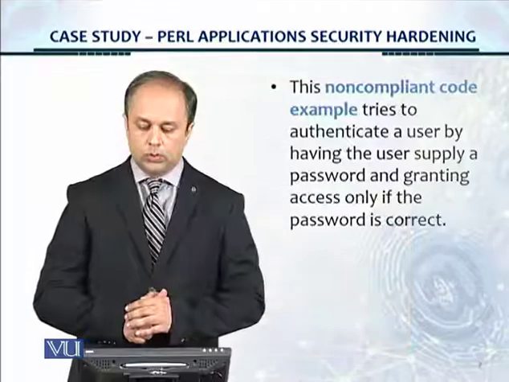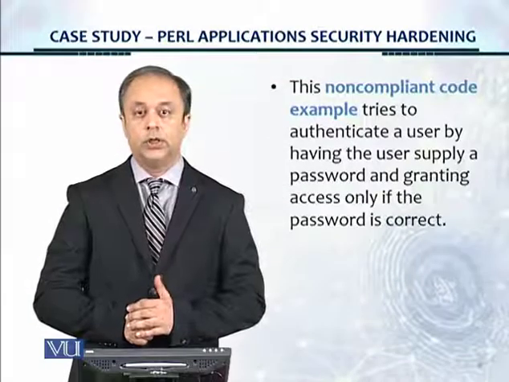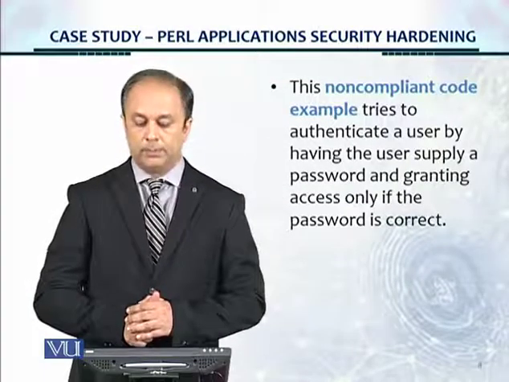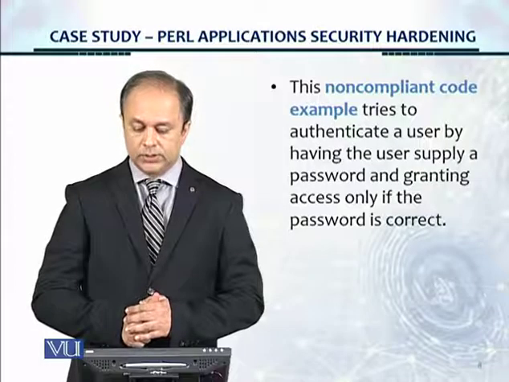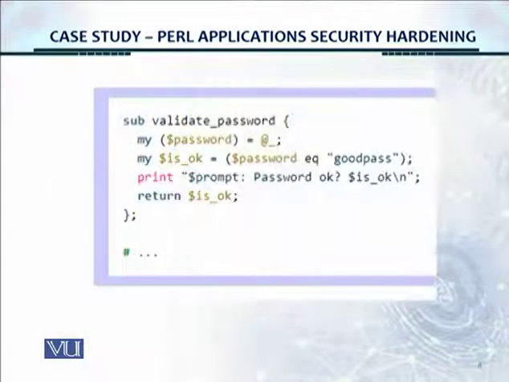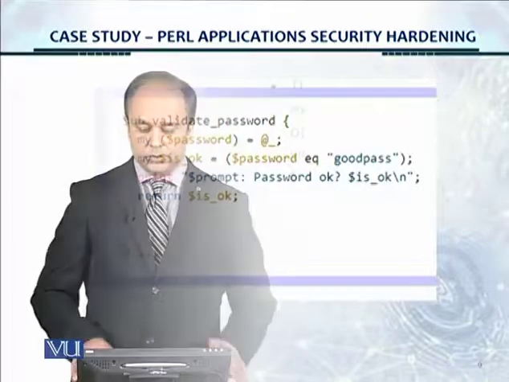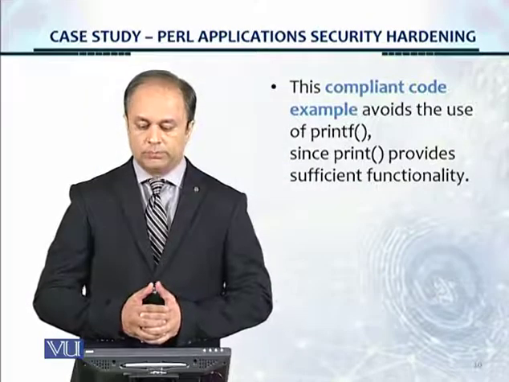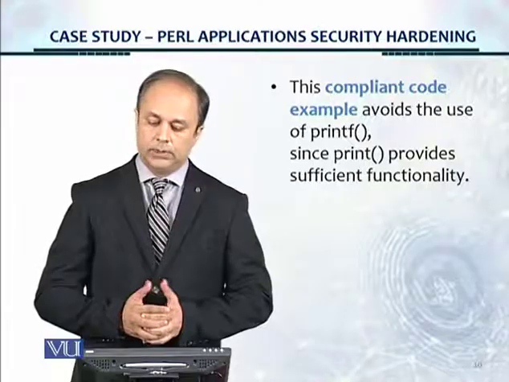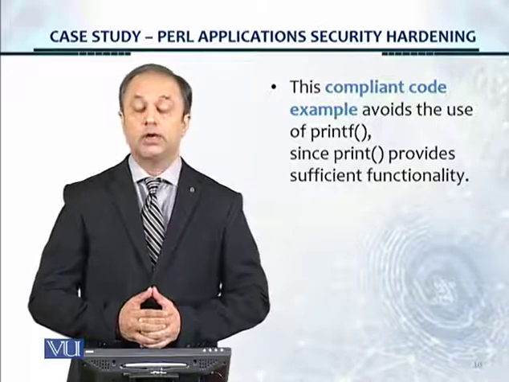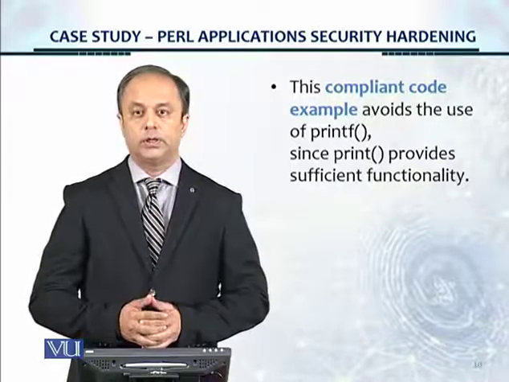This non-compliant code example tries to authenticate a user by having the user supply a password and granting access only if the password is correct. Here we see the correct mechanism for how to do this, and as you can see, there's no printf function over here. This compliant code example avoids the use of printf since print brackets provide sufficient functionality. We don't have to use the printf function.